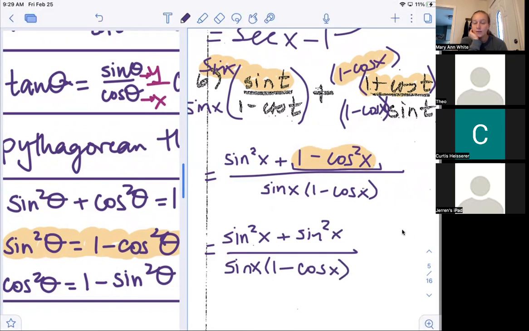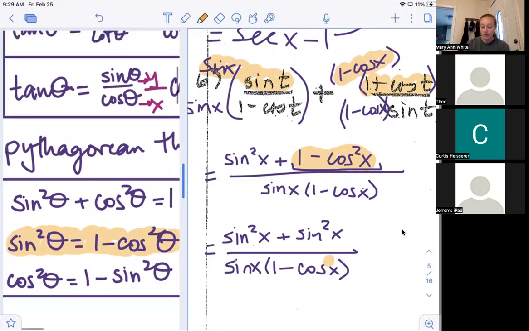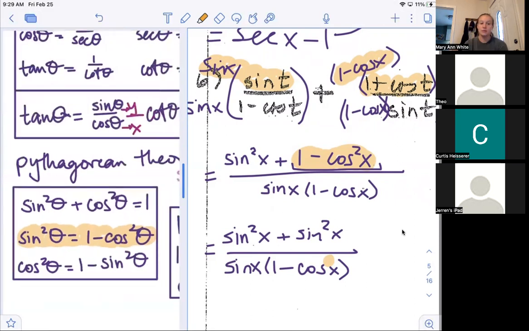Notice that I'm only allowed to do that when cosine is squared. So in the denominator, see how cosine is not squared? I can't replace that with sine squared or sine. It has to be exactly what I see here. I can't just make up squares or get rid of squares. It only works when there are squares there.